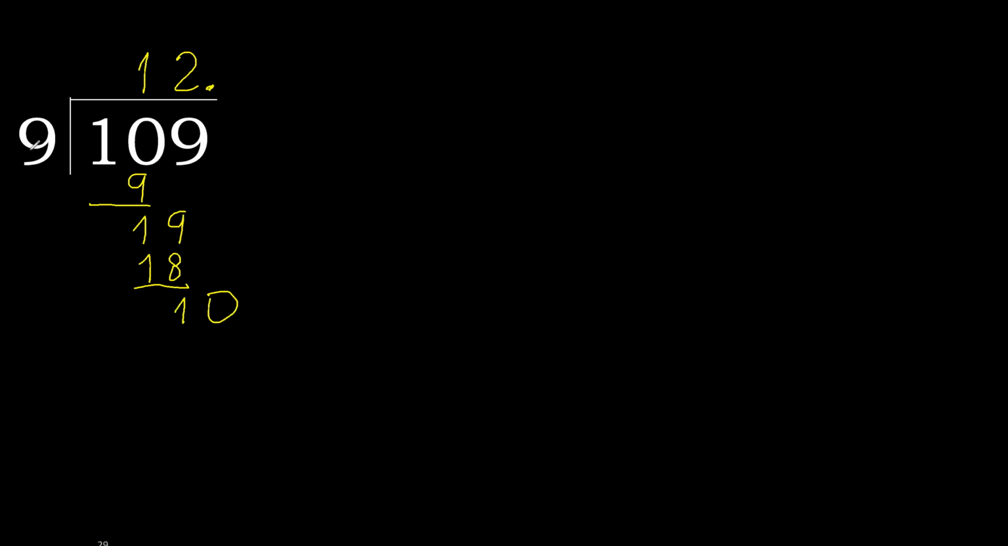10. 9 multiplied by 2, 18 is greater. Multiply by 1, 9 is not greater. Okay. Subtract. 10 minus 9 is 1. Complete. Complete point. Point is here. Okay. 10. 9 multiplied by 1 is 9.